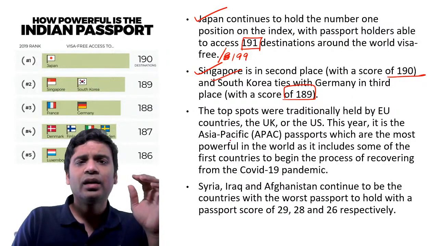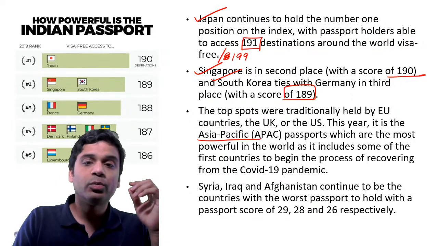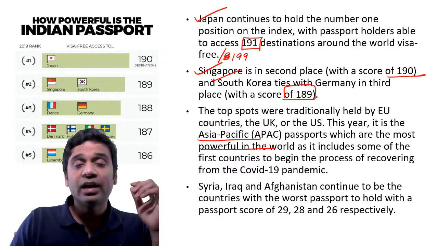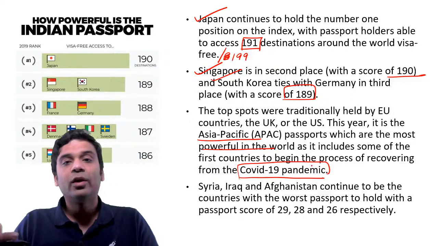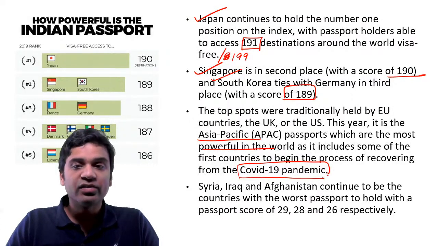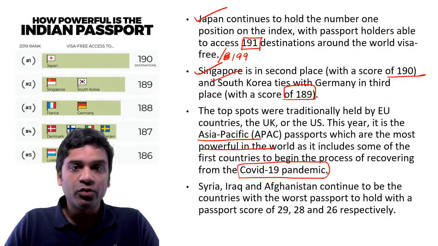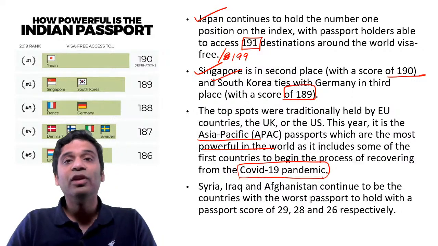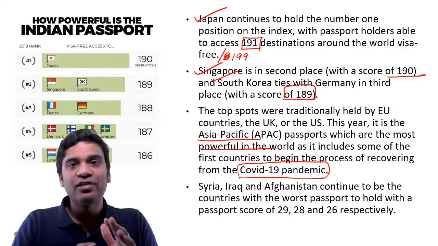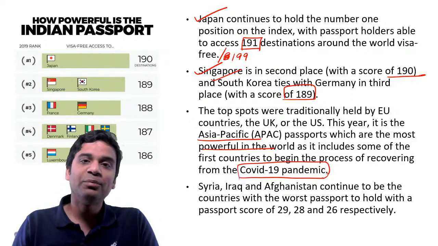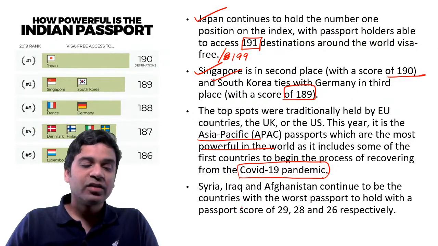But this year, the Henley Passport Index has observed that the Asia Pacific passports are the most powerful because they are recovering faster from the COVID-19 pandemic. So they're opening up more and recovering faster. Asia and Pacific passports are coming to the forefront, and they're moving faster. Tourists from the Western countries, the EU and US, are still careful. They are still cautious about COVID-19, but we Asians are openly traveling. So that's why there is some easing.